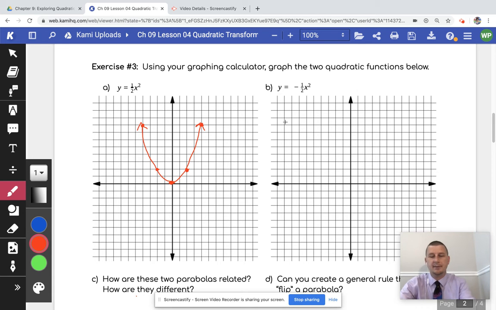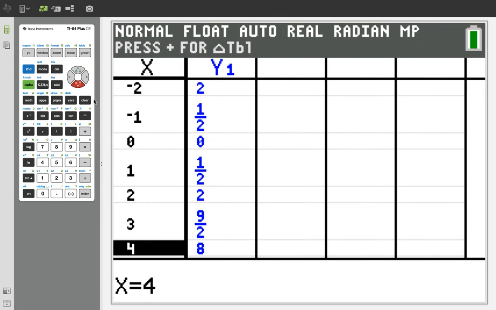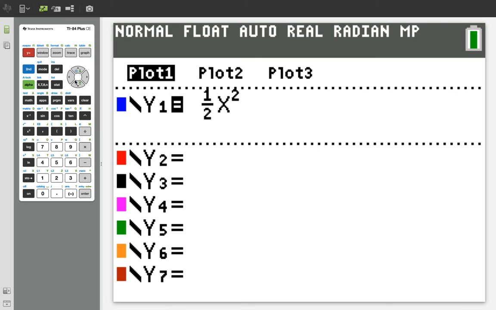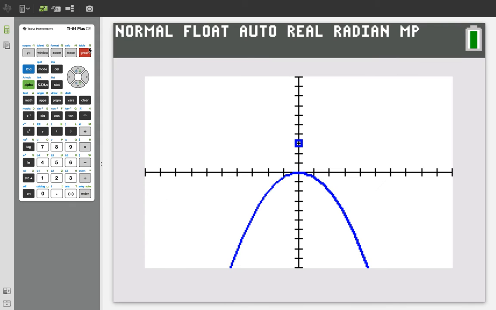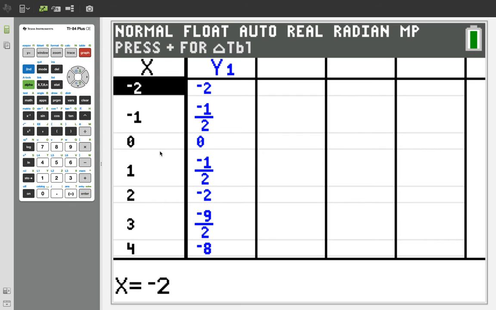Now we're going to do that same thing, and we're going to graph y equals negative 1/2 x squared. And we're going to go to y equals, and I'm just going to add in a negative sign right here. And I'm going to go to graph, and now our graph is going to look like that. Okay, and our table of points. Let's graph this table of values here.